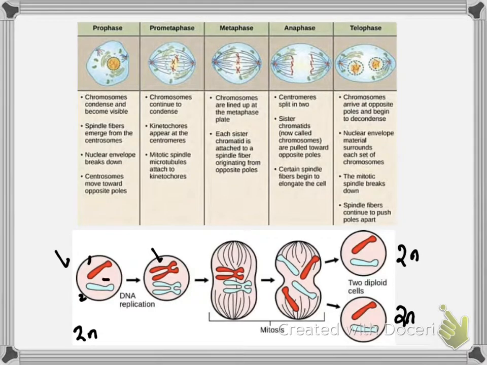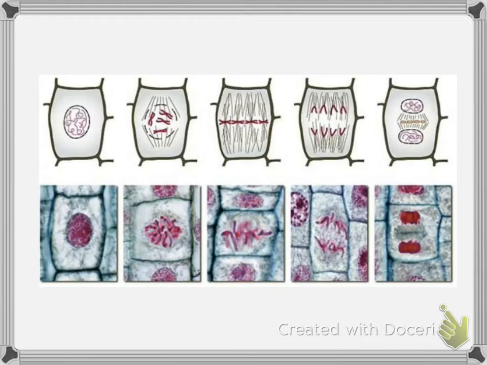Again, keep in mind, this is one chromosome, and this is one chromosome. The only difference is this one is replicated. And then here you go. If you want to look at this, see if you can work through each of the phases and review some of the characteristics of each one for this plant cell, and see if you can work your way through mitosis.